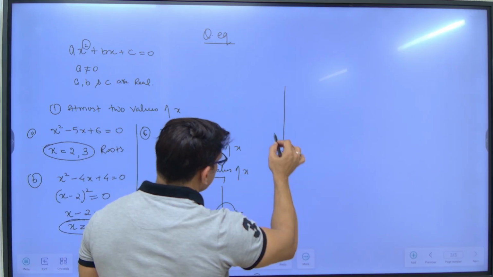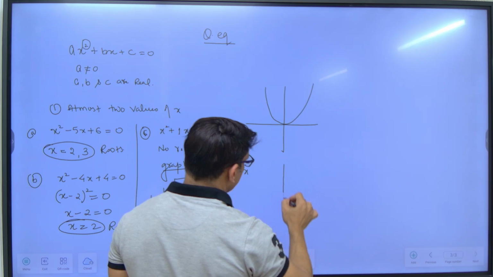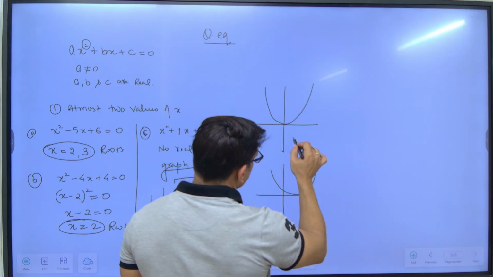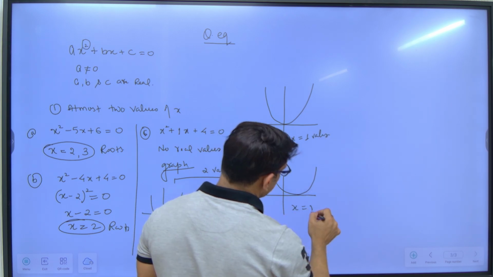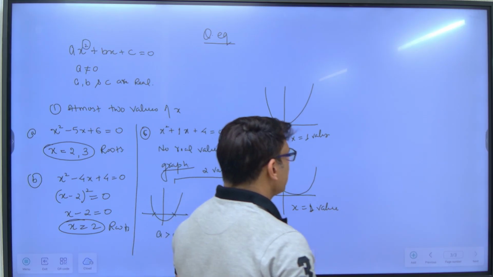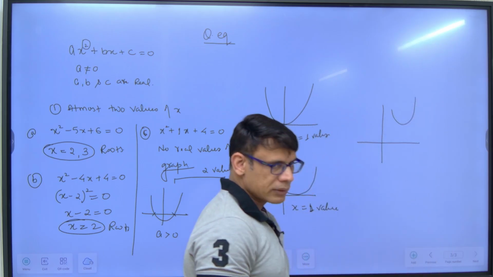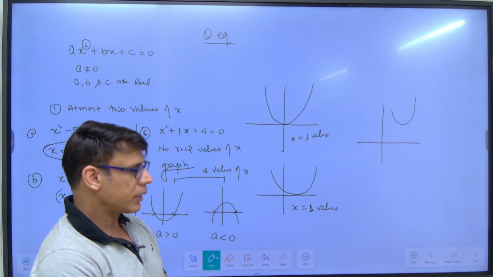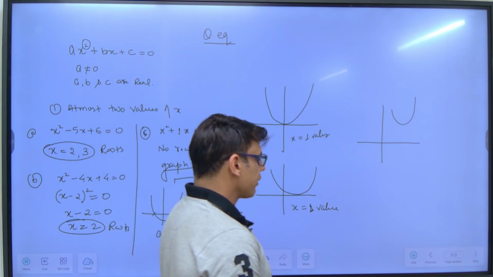Then there could be another graph, something like this, not necessarily touching the origin only. In this case, you'll have only one value of x. That means there are two values, but both values are the same. And when we say no value of x, in that case the graph goes something like this. It will not touch the y-axis or x-axis. So when we have such cases, we'll have no real values of x.